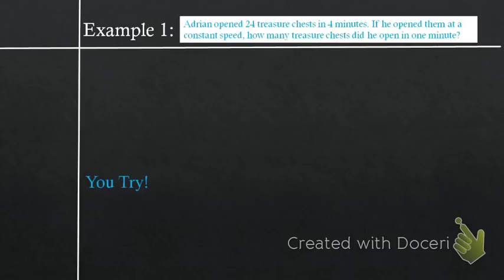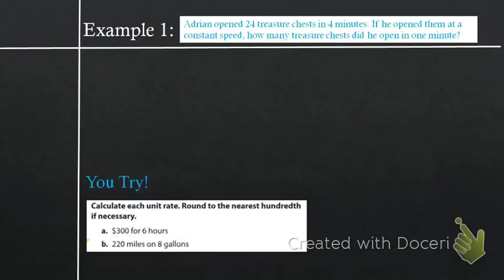Now you try. Go ahead and calculate each of these unit rates, rounding to the nearest hundredths. Pause the video so you can solve for A, 300 dollars for 6 hours. You want to know how much money you can get in 1 hour. And then B, 220 miles on 8 gallons. So we're trying to figure out what you get in 1 gallon.